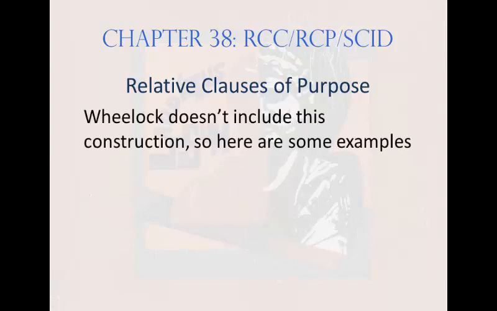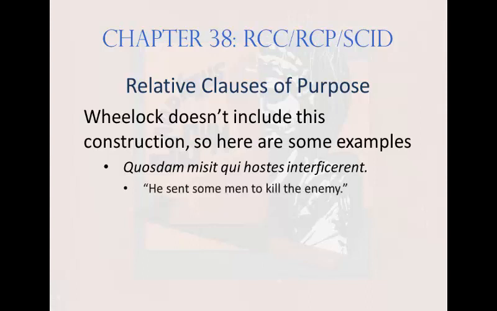Since Wheelock doesn't discuss RCPs at all in his textbook, let's look at a few examples of this construction. You are responsible for knowing it in this class. First sentence. Quosdam misit qui hostes interficerent, meaning he sent some men to kill the enemy. Literally, who would or were to kill the enemy. Here's another example.